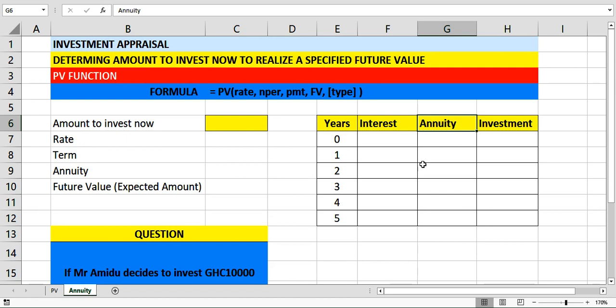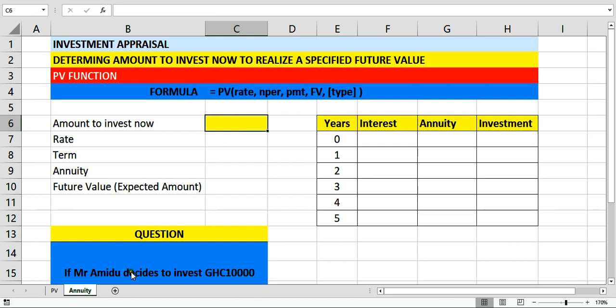In this instance, at the end of every year, Mr. Amidu is going to give 10,000 cedis to the bank, and this will be done for 5 good years. If this is going to be the case, how much interest is he going to get at the end of each year, and how much is he supposed to pay right now, so that subsequently at the end of every year he's going to deposit the 10,000. Okay, so let's see how we go about that.